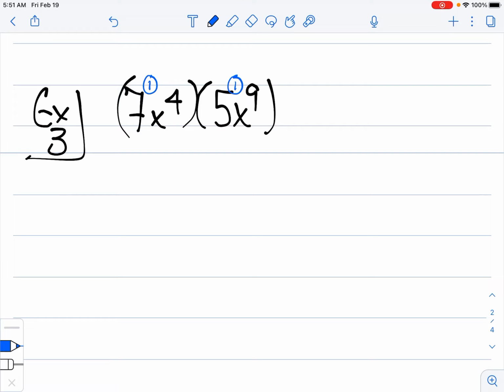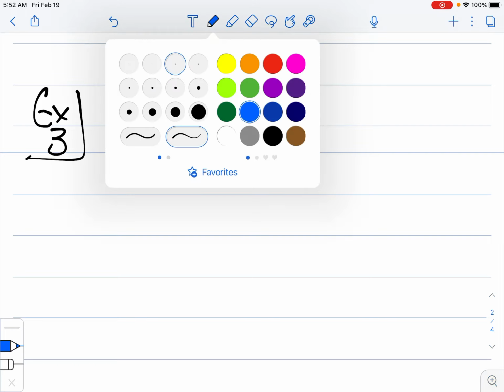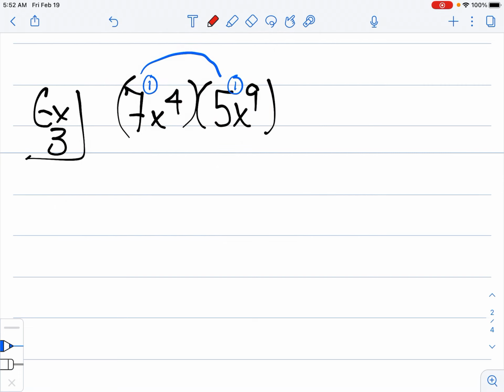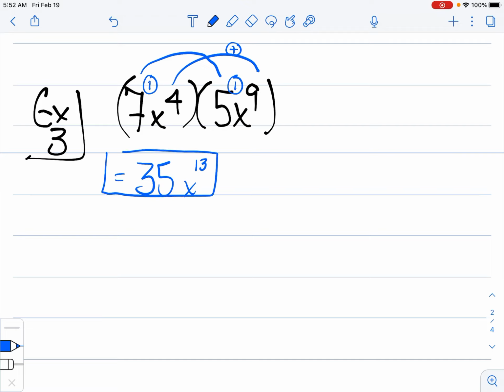So here's what we're going to do. I can multiply all numerical bases as long as they're raised to the first power. So I'm going to multiply 7 times 5 right here. I'm going to get 35. Okay, and I'm going to do the same thing with the x to the 4th and the x to the 9th. I'm going to add those exponents. So I'm going to get 35x to the 13th power. And that's my final answer.